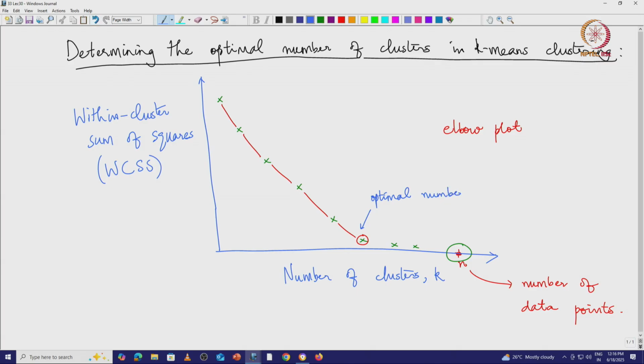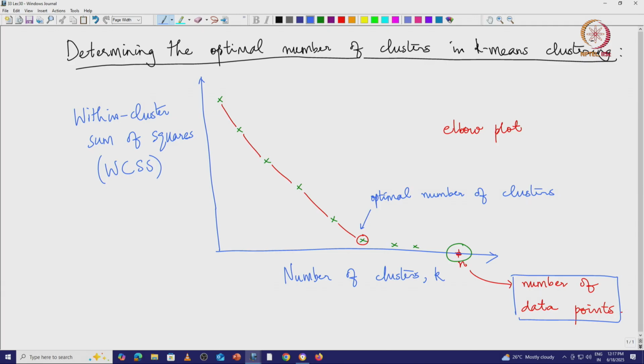Obviously if the number of data points is the same as the number of clusters, then you get a WCSS of 0, but that is not very useful. That is like saying every point is unique. Yes, every point is unique, but the whole idea was you can find some similarities and some differences.